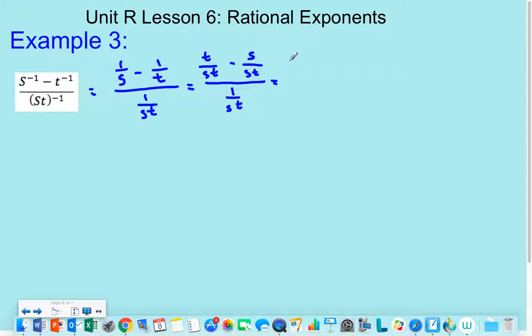Here at this point, let's combine our like terms. We've got t minus s over st. And then we'll do the same change-flip thing here, invert and multiply. We're keeping this the same. We're going to change the division to multiplication, and then we're going to convert this to st over 1. And when I multiply these together, I get these as my terms. And of course, the 1 cancels out, but the st and the st up here also cancel out. I'm left with just t minus s, and that is what this whole thing works down to.